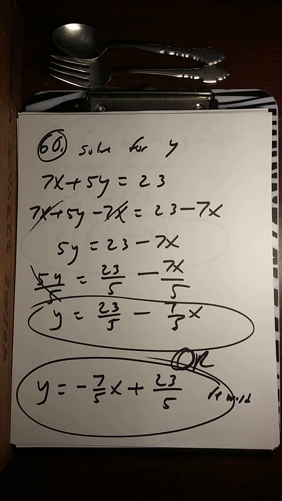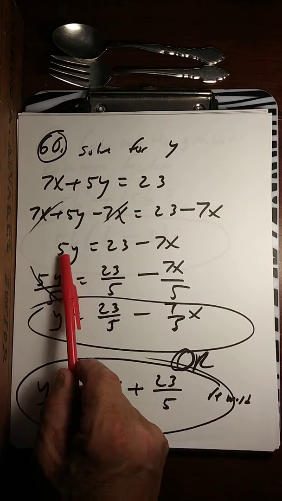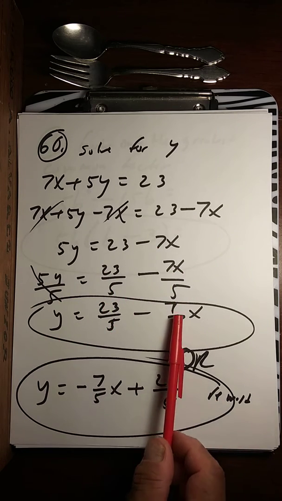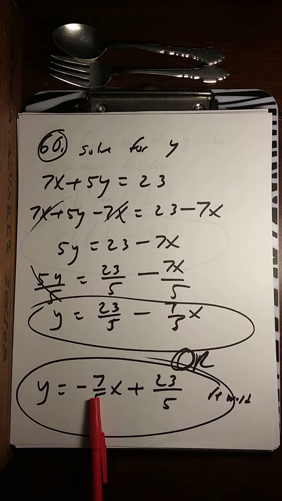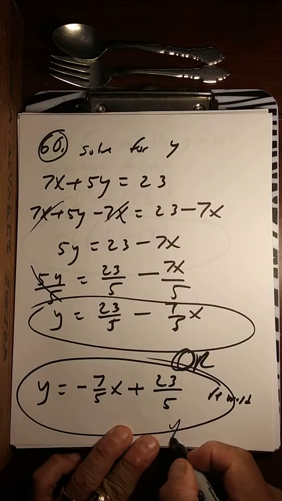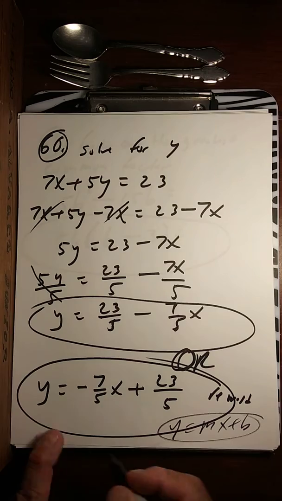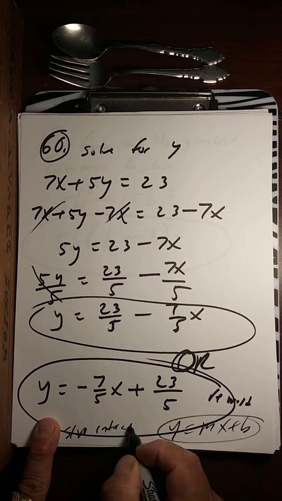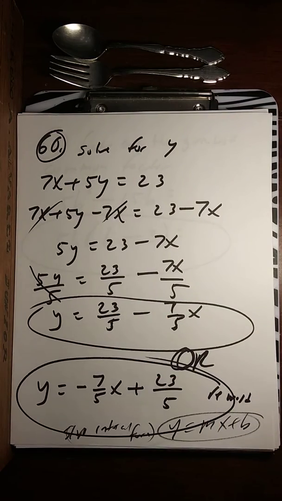Solve for y, another literal equation. Solve for y. So minus 7x, minus 7x, we have 5y equals this. Divide by 5, 5, 5. So y equals 23 over this, minus 7 over that. Rewrite this as minus 7/5 x plus 23. Or again, it's this formula again. What is this? The slope-intercept formula. Okay. All right, next one.